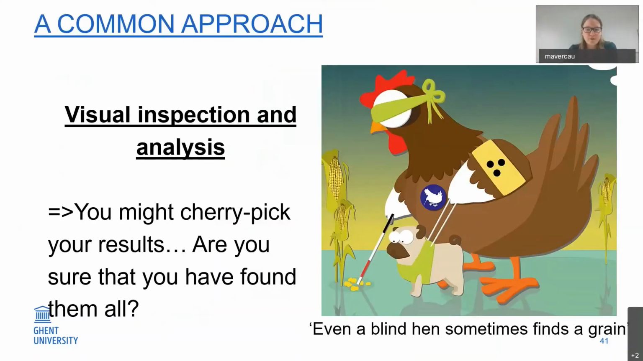So a common approach until a few years ago was a visual inspection and analysis. So you take your sample, you digest it, you filter it if necessary, and then you visually inspect it under a microscope, and you select the particles that look like plastic, and then you inspect them further. But the problem with that is that you might cherry pick your results. So you choose which particle will be analyzed further. And then you have to be critical and ask yourself, are you really sure that you have found every particle that is in there, or can you miss some particles just because they don't look like plastics to you?